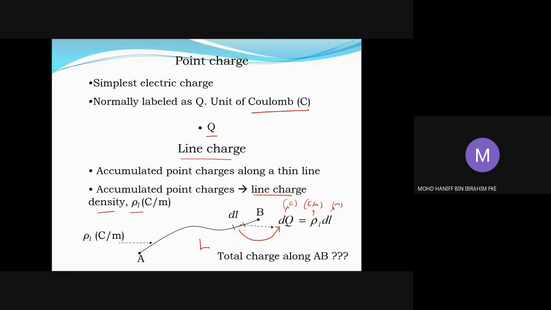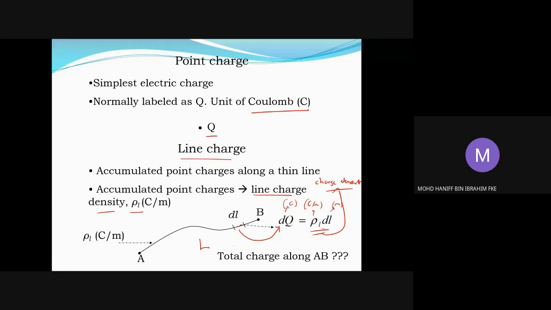Okay, so that should be the line charge element. So we can see that this is what we call a charge element. So dq equals rho L dl is also known as a charge element. We call this a charge element, or element of charge, either one.